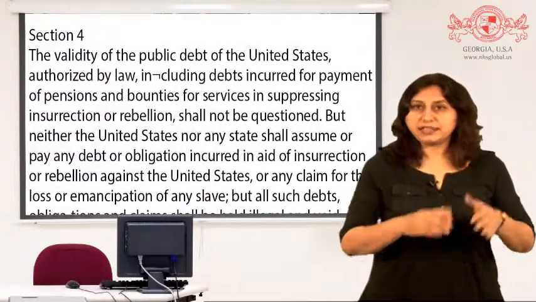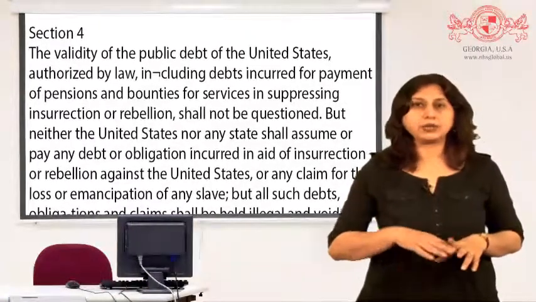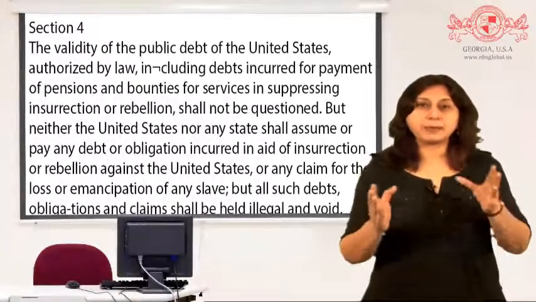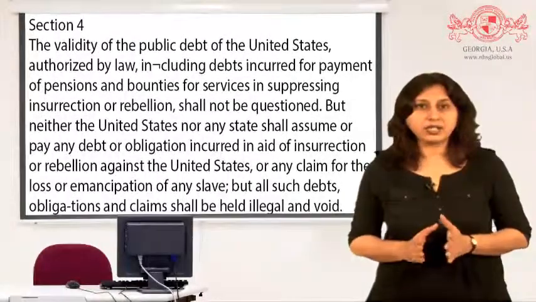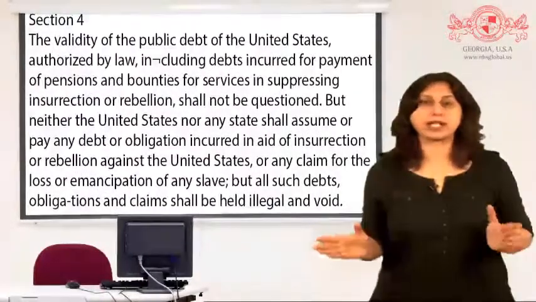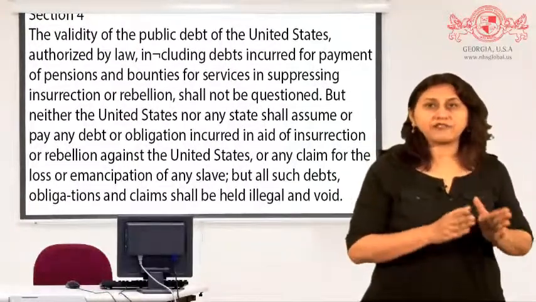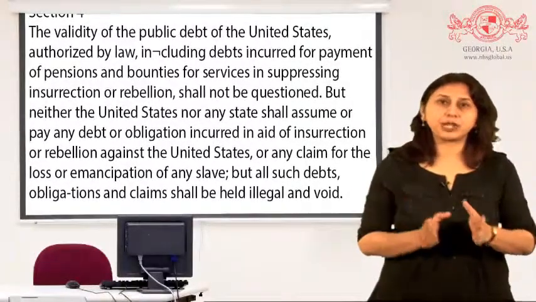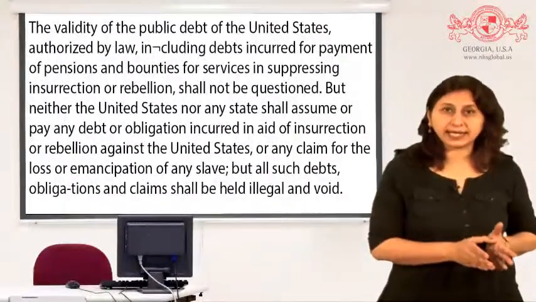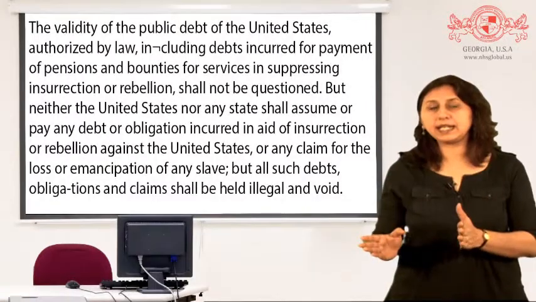Section 4. The validity of the public debt of the United States authorized by law, including debts incurred for payment of pensions and bounties for service in suppressing insurrection or rebellion, shall not be questioned. But neither the United States nor any state shall assume or pay any debt or obligation incurred in aid of insurrection or rebellion against the United States, or any claim for the loss or emancipation of any slave, but all such debts, obligations and claims shall be held illegal and void.